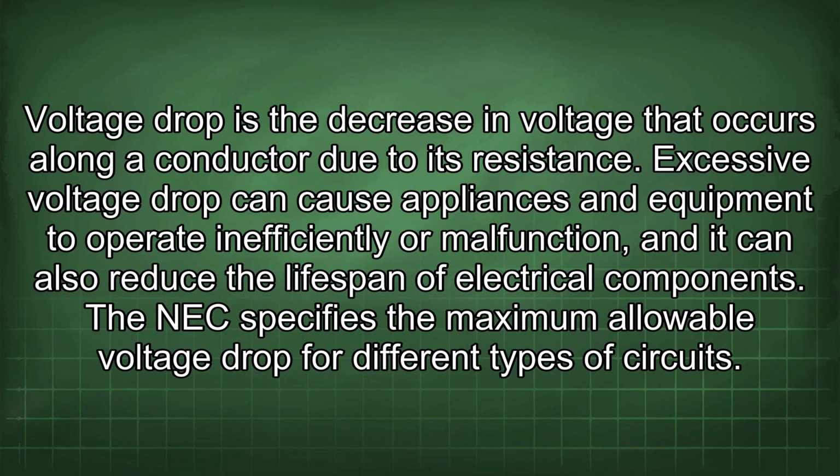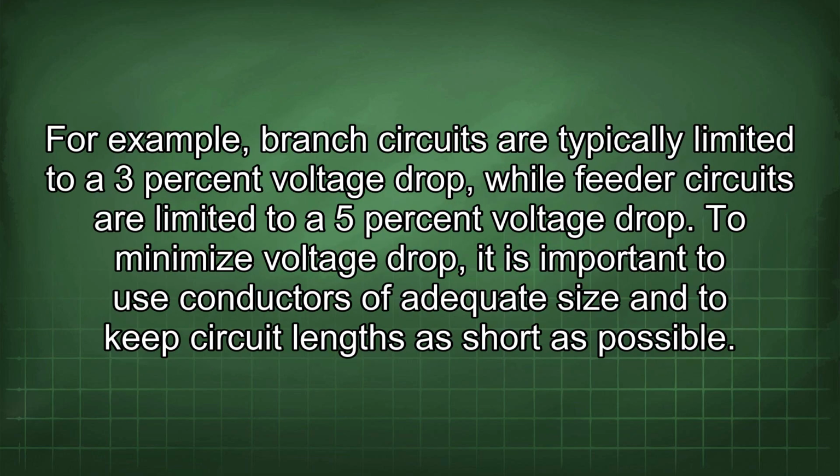Excessive voltage drop can cause appliances and equipment to operate inefficiently or malfunction, and it can also reduce the lifespan of electrical components. The NEC specifies the maximum allowable voltage drop for different types of circuits. For example, branch circuits are typically limited to a 3% voltage drop, while feeder circuits are limited to a 5% voltage drop.